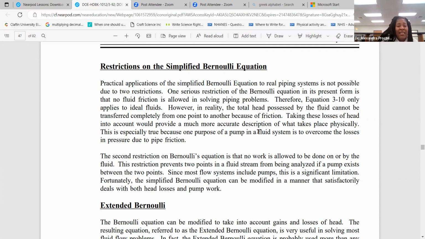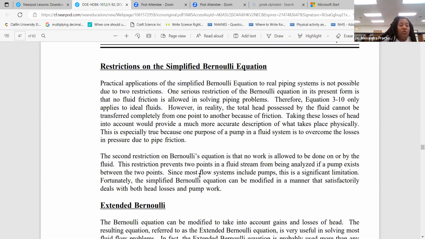However, in reality, the total head possessed by the fluid cannot be transferred completely from one point to another because of friction. So taking these losses of head into account would provide a much more accurate description of what takes place physically. This is especially true because one purpose of a pump in a fluid system is to overcome the losses in pressure due to pipe friction.